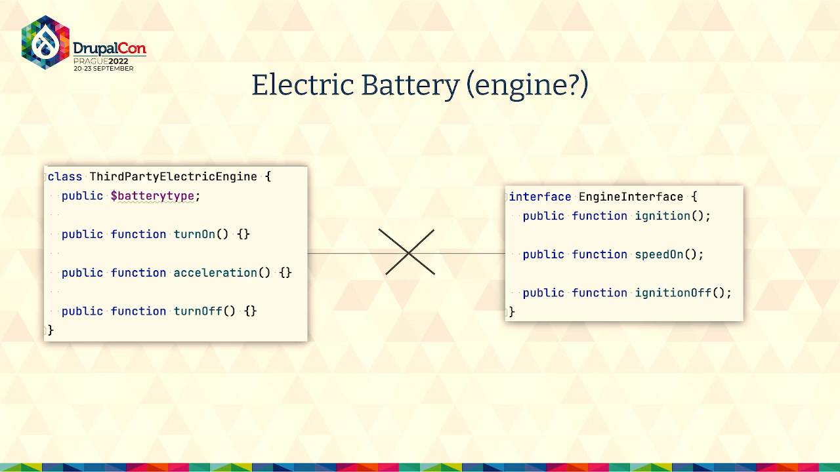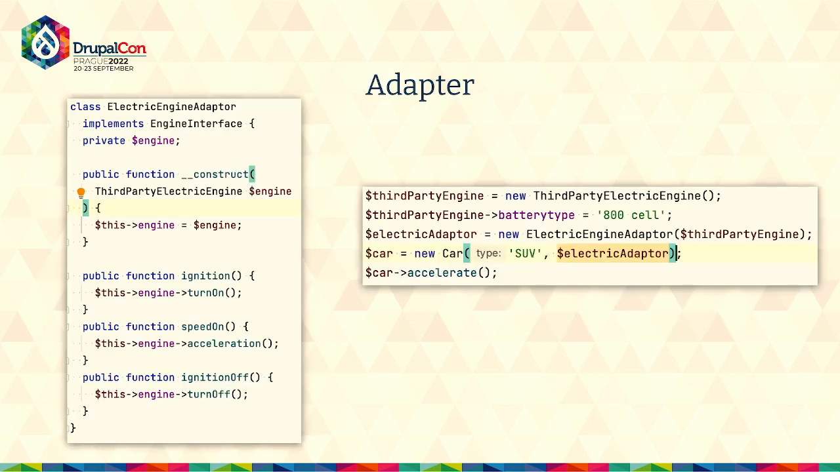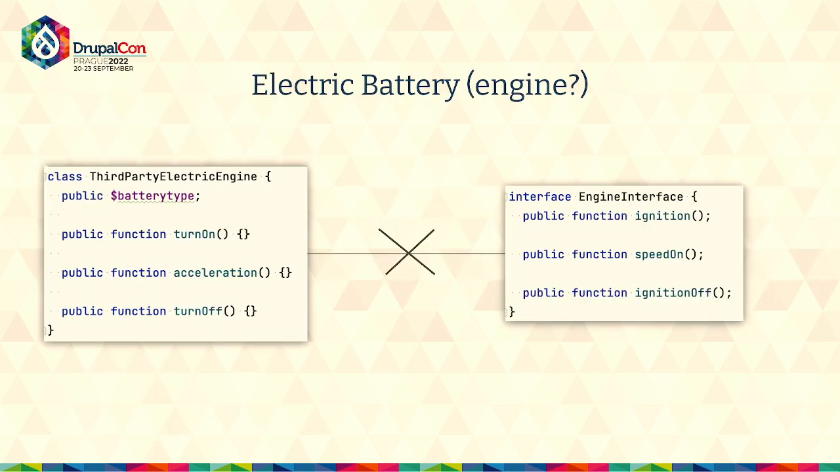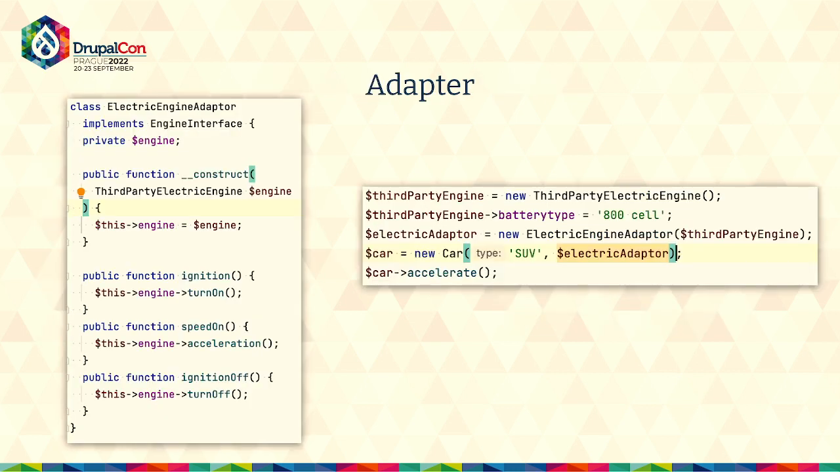And that adapter comes in the format of a class. You can see it here. The adapter still implements our interface, so sort of the interface that is compatible with our system. So the adapter becomes compatible. And you can see that we get a third-party engine, like we purchase it on the right-hand side. We purchase a third-party engine. We have, let's say, an 800 cell battery type.